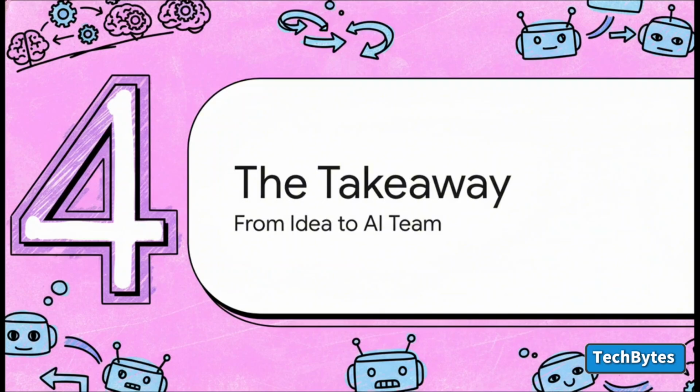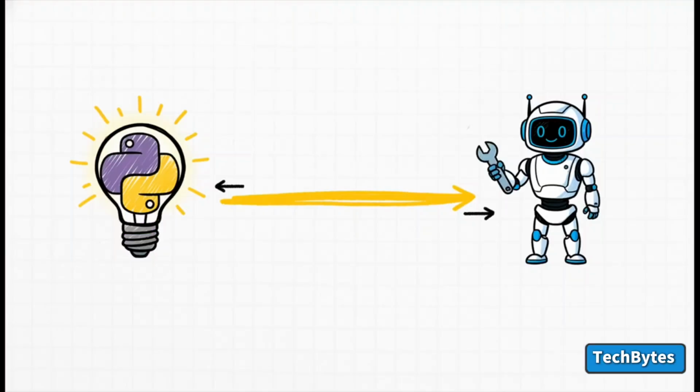So let's zoom out and put all these pieces together. What's the big takeaway here? What does the Agentic Development Kit really let you do? The most important thing to remember is this. ADK is all about simplifying the entire journey of building an agent. It's about closing that huge gap between having a cool idea in a Python file and having a tough, production-ready AI agent that can do real work out in the wild.